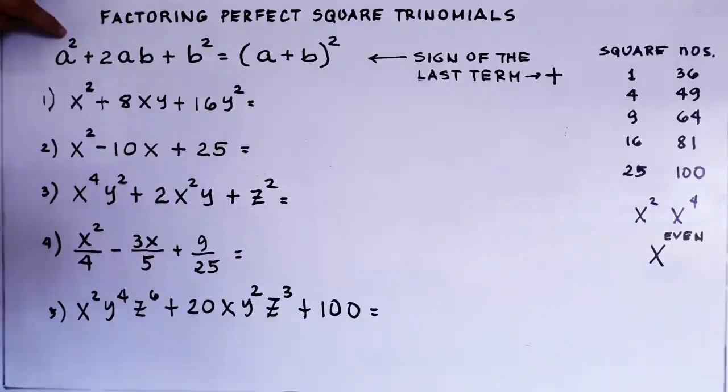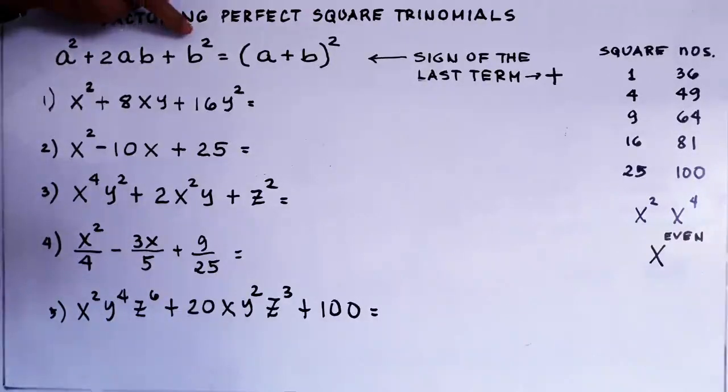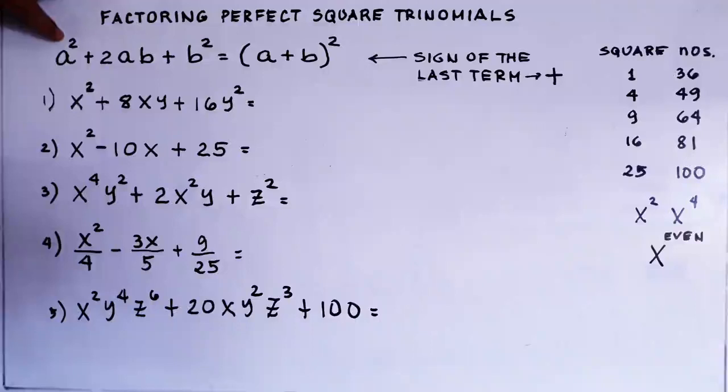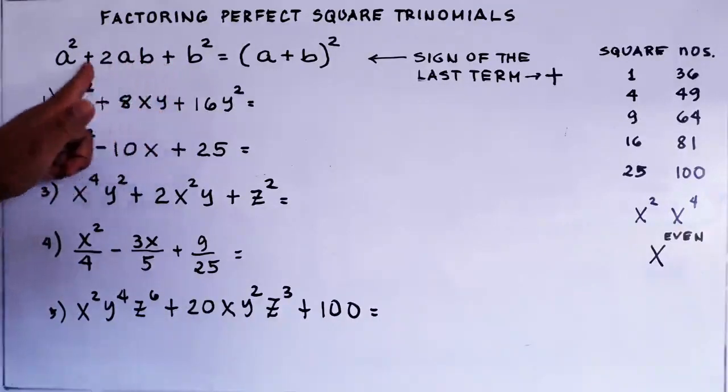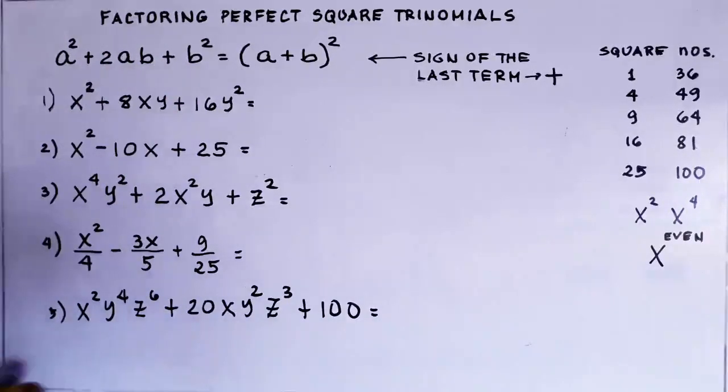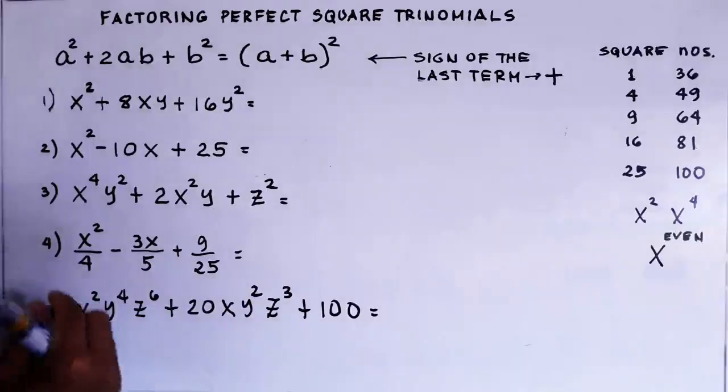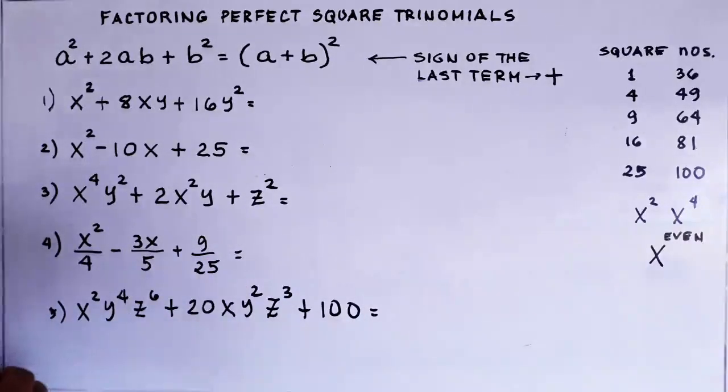The first term is a perfect square, either a variable or a number. You can have a number here also. And the last term is also a perfect square. So if you have perfect squares, then the sign is positive here. Maybe we are not yet sure whether that one is a perfect square trinomial.